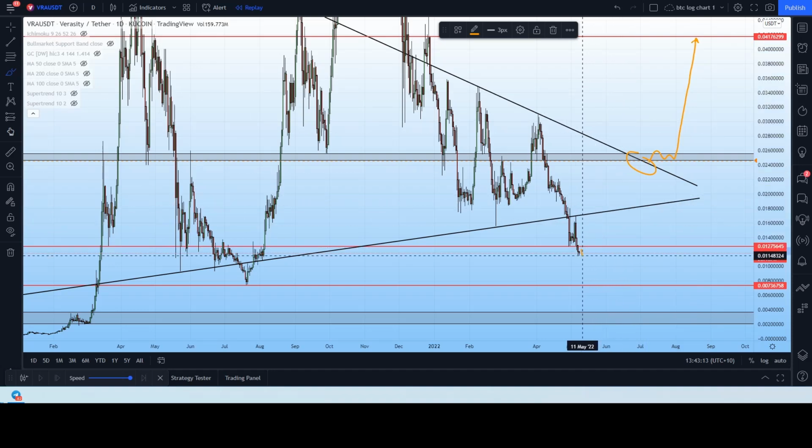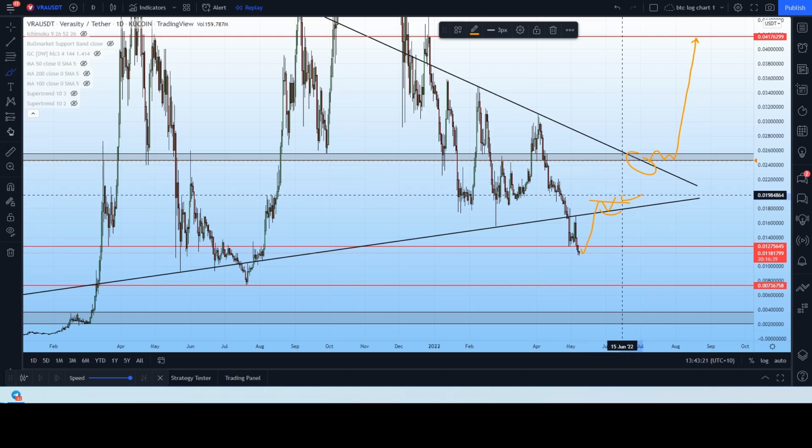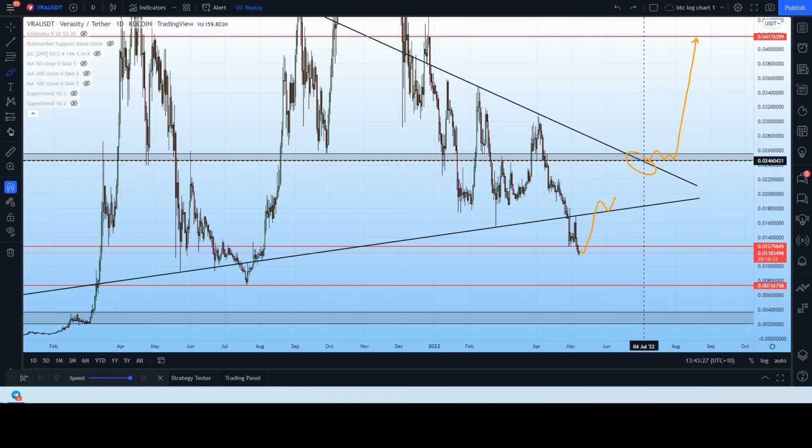Alternatively, if the price miraculously moves around, pushes back in, finds support, and then clears a previous high, you will be looking for an entry right over here. That could potentially take us up to that level there. So potential entries there, guys.